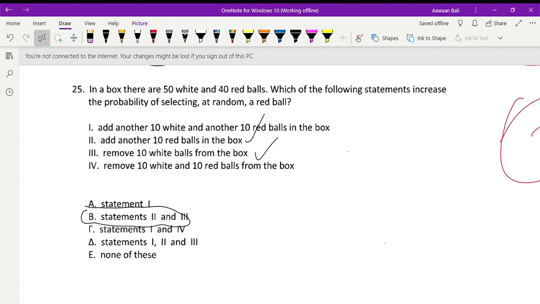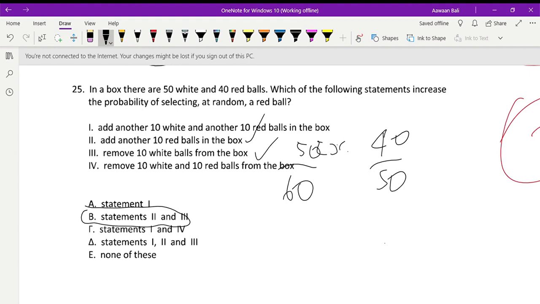You can also check this with the numbers first. So for I, add another 10 white balls and another 10 red balls in the box. So you have 50 upon 60. That does not help. When you compare this, multiply by 5, this is 250. Multiply by 6, this is 240. You just made the, oh wait, what?